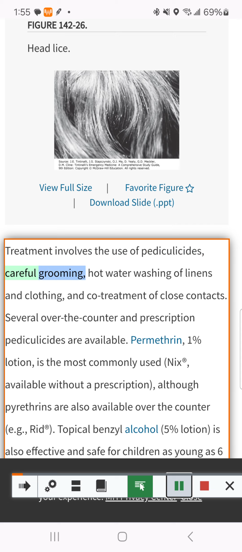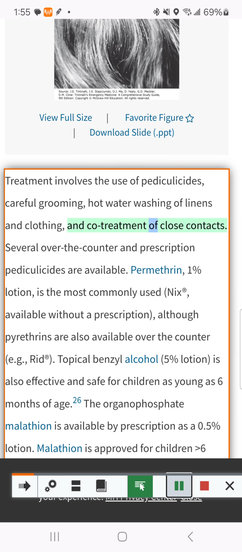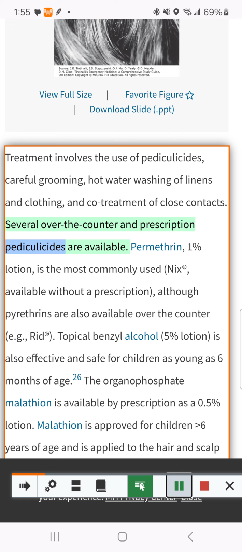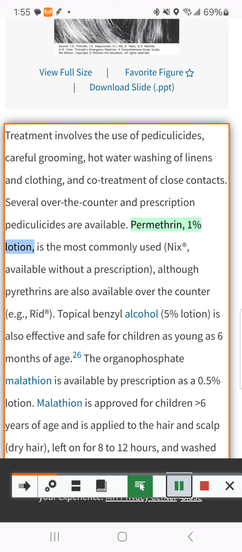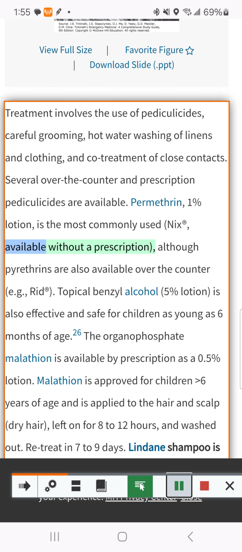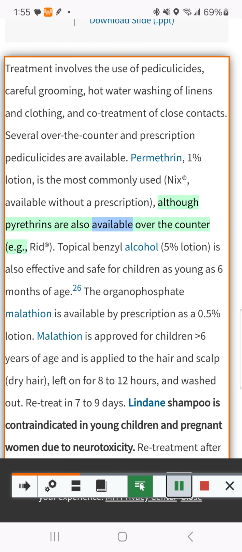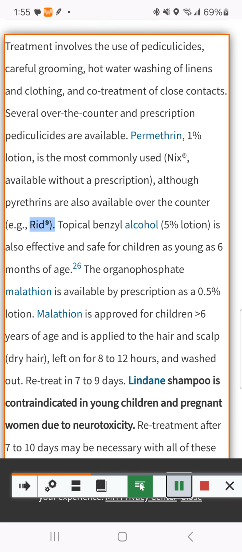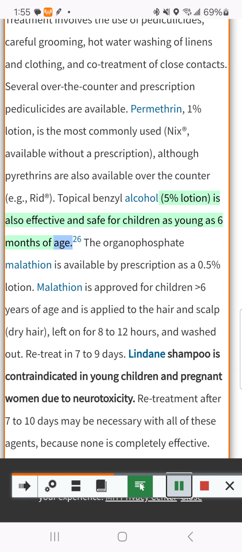Treatment involves the use of pediculicides, careful grooming, hot water washing of linens and clothing, and co-treatment of close contacts. Several over-the-counter and prescription pediculicides are available. Permethrin, 1% lotion, is the most commonly used, NIX registered trademark, available without a prescription, although pyrethrins are also available over-the-counter, for example, RID registered trademark. Topical benzyl alcohol, 5% lotion, is also effective and safe for children as young as 6 months of age.